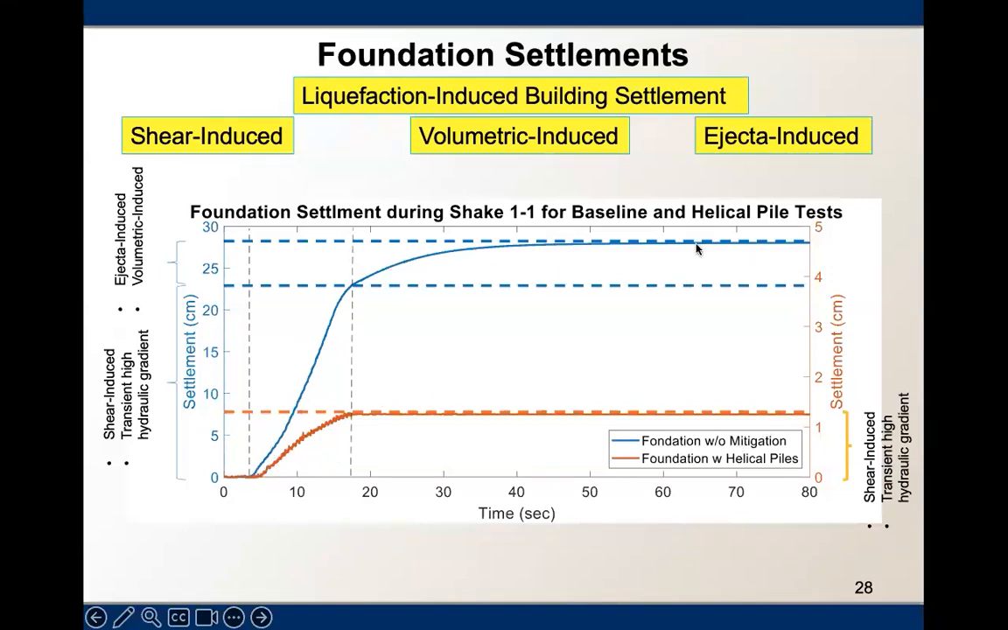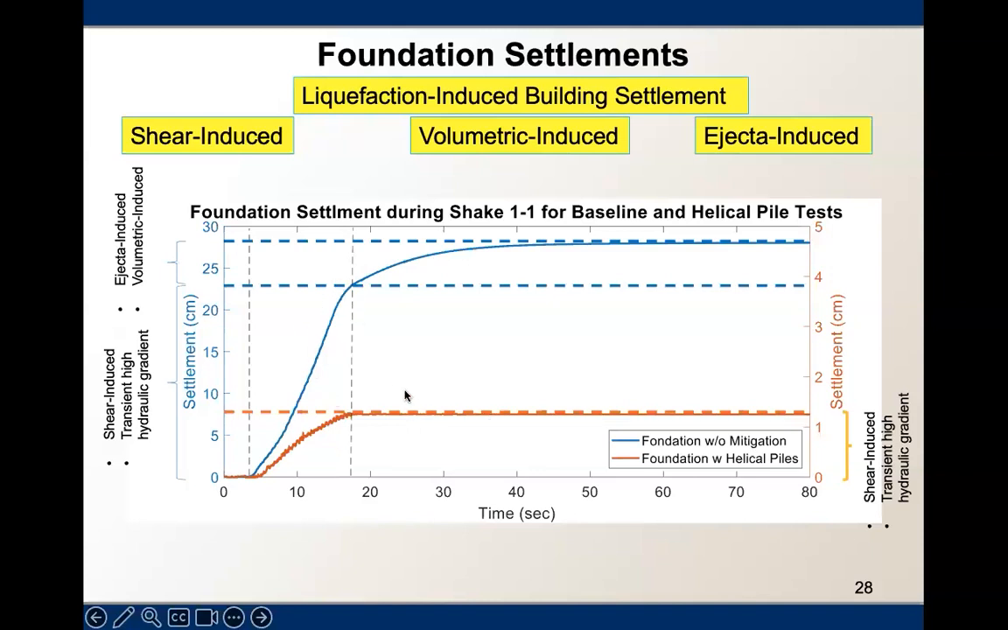The blue one is the baseline test. You see that during the shaking period, we had a drastic settlement, and when the shaking stopped, the settlement continued. During shaking it is attributed to one of the mechanisms, shear induced, but post shaking there were volumetric induced and ejecta induced settlements, as you saw in the video. Whereas during the helical pile tests, we had settlement only during shaking, and after shaking there were none of the other factors.